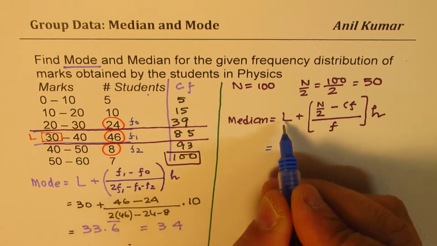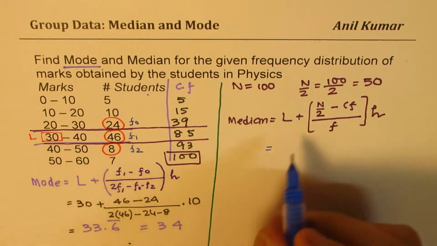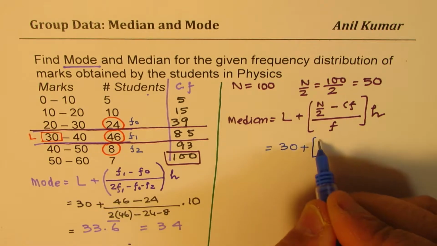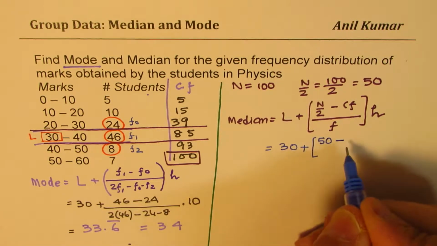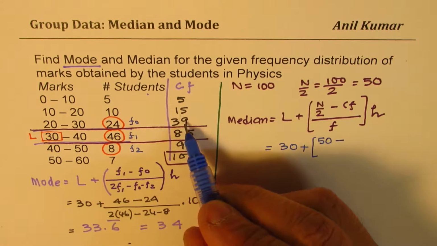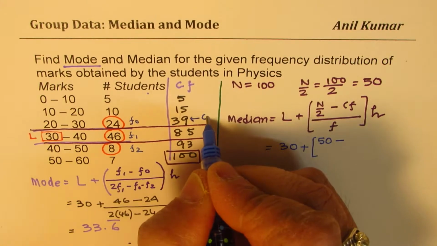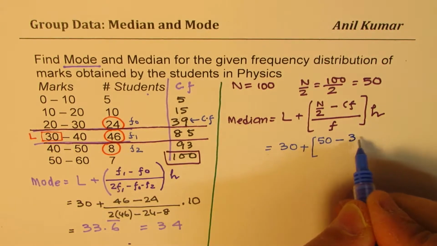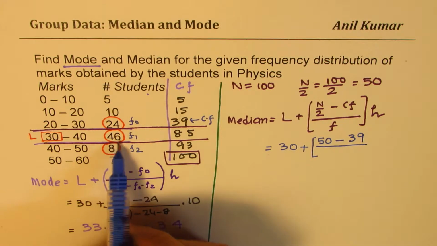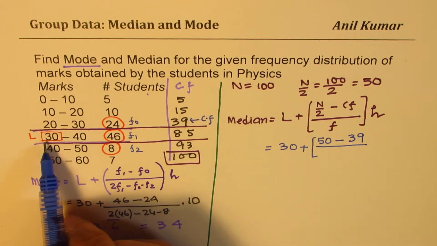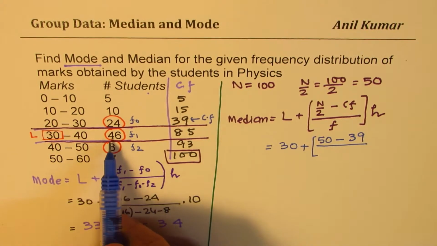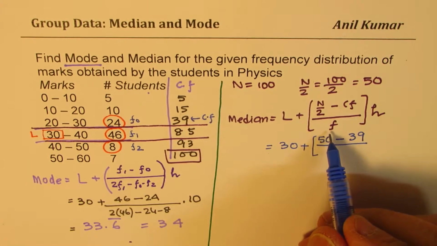Now the lower limit L is 30 for us, plus n over 2 is 50 for us, minus the cumulative frequency before this, which is 39. So that is what we're looking at. When we apply this formula, we are assuming that all these 46 elements are distributed uniformly within this interval. You're getting my point. So that is why we use this particular formula, correct?